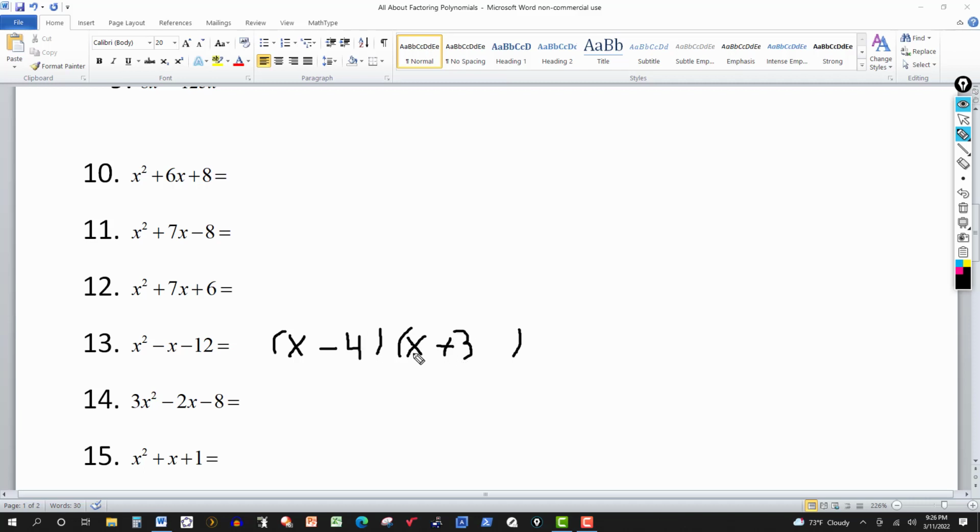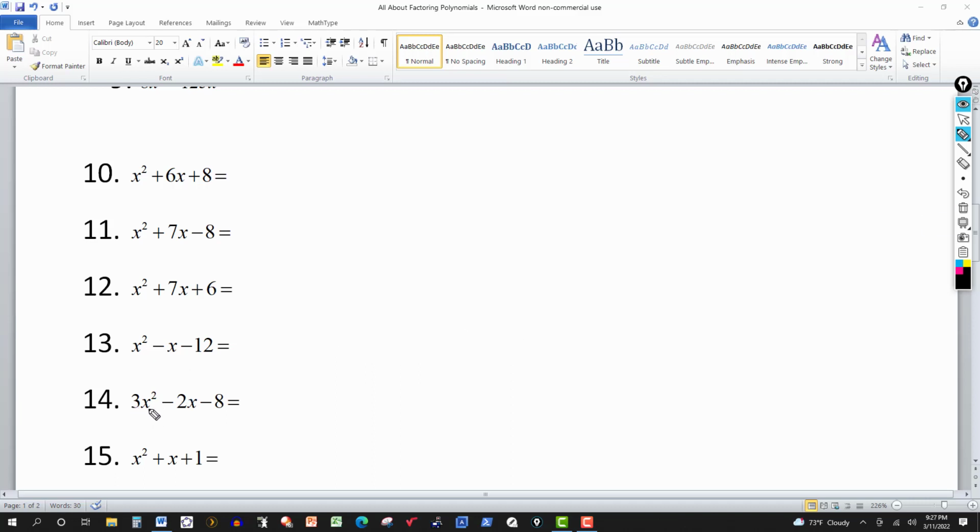4 and 3. x times x is x squared, 3 times minus 4 is minus 12. Then check for the middle term: minus 4x here and 3x, that's minus x. That's your answer. So when you first start off, factor it and then mentally multiply it back out to make sure it checks out.